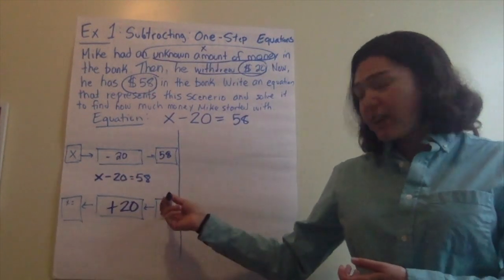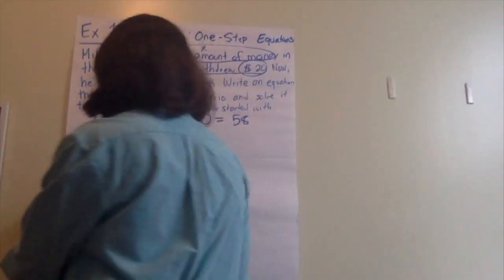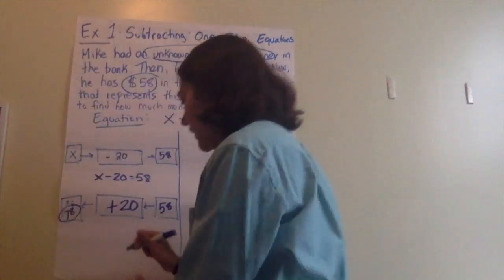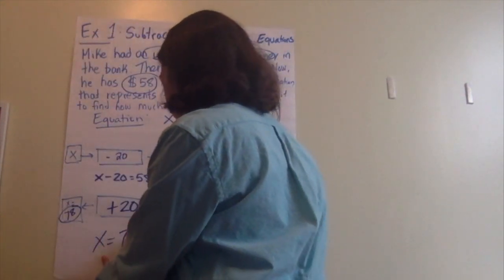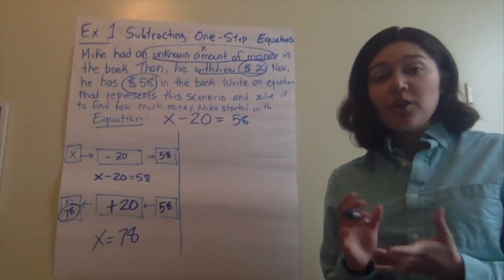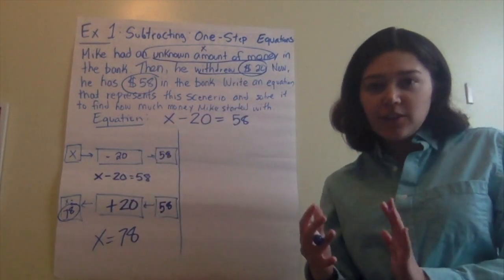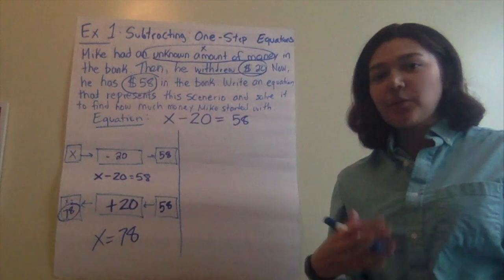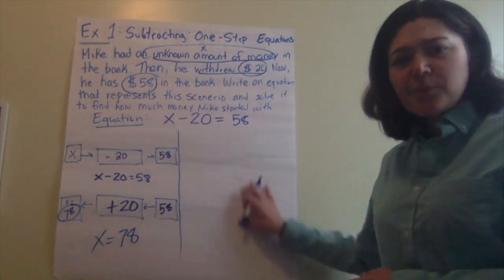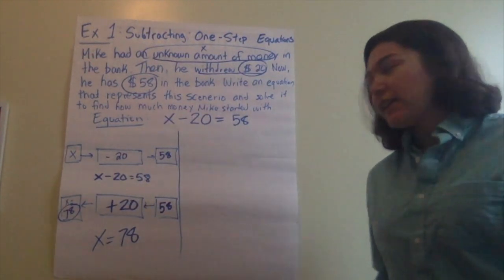If I take 58 and add 20, that's going to give me what x is, which will be 58 plus 20, which is 78. So that tells me x equals 78. That would mean that Mike started with $78, which is correct. And that's one way to do it. It's not the end goal, but it's a way to make us understand what we're doing when we're solving these equations. Let's see what that looks like over here, which is the more traditional way to write out these problems, and it's going to set us up for harder problems down the line.